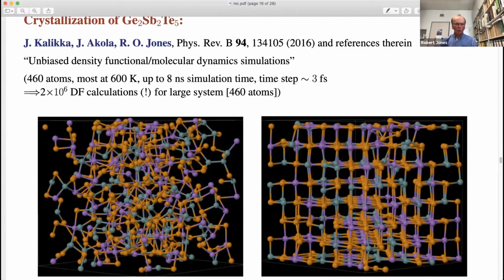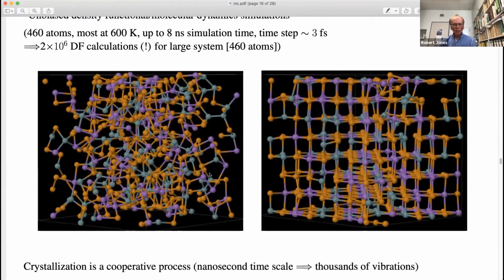It is very important to notice that the crystallization process is not something where this structure falls into this one very quickly. The crystallization on a nanosecond time scale is such that this material, we know what its vibration frequencies are, we've calculated them. It means that a nanosecond process involves thousands of vibrations. In other words, this whole system is moving around and lowering its energy, and ultimately it comes in here, and it's very difficult to say it is one particular process that is telling us what's happening.